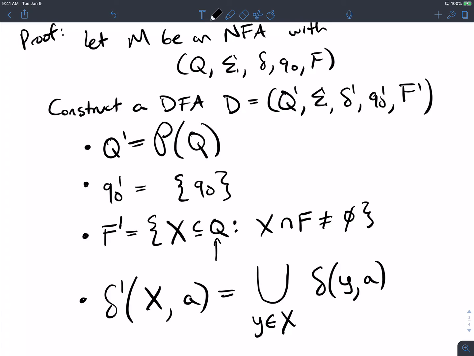Are we done? Again, you can tell by my tone it isn't. What are we forgetting? The what kind of transition? Epsilon. And in fact, we've left it out in a few places.